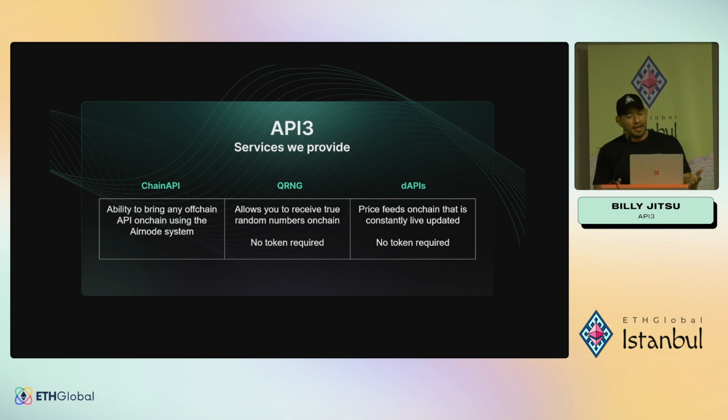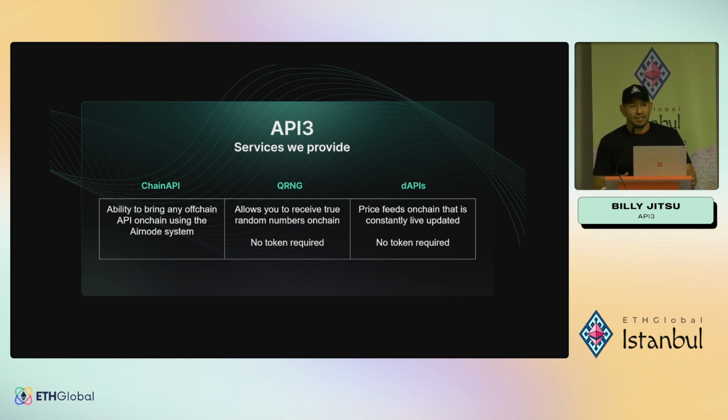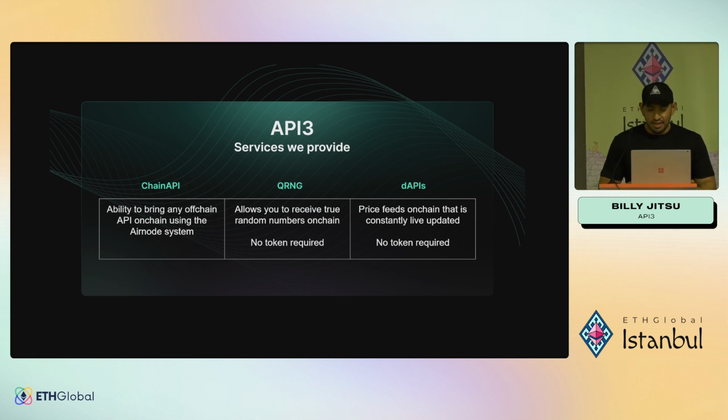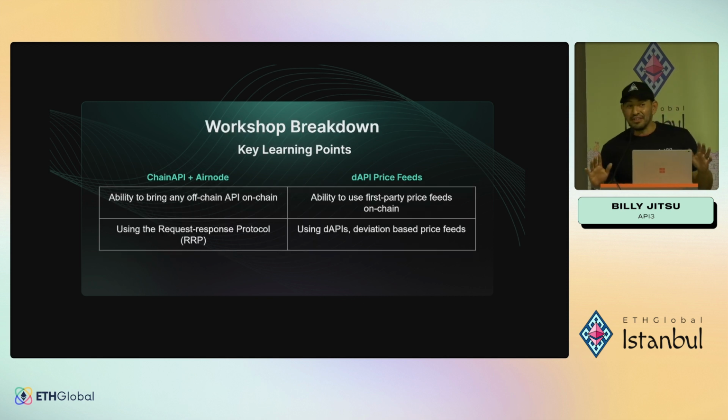What does API3 provide? Well, we have Chain API, which lets you bring your own API data on-chain. QRNG allows us to do random numbers on-chain. And the API price feeds are basically price feeds that are constantly fed on-chain on your local chain. I'm going to go a little bit fast. Today's workshop is going to use two services that we have, the Chain API plus AirNode and the dAPI price feeds.